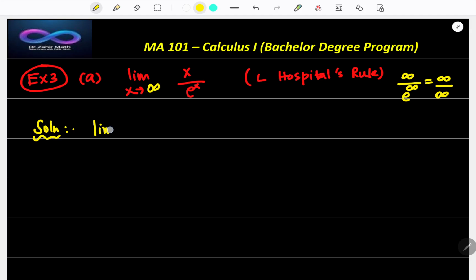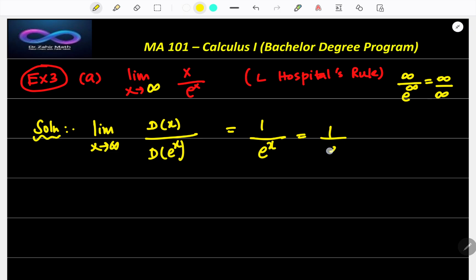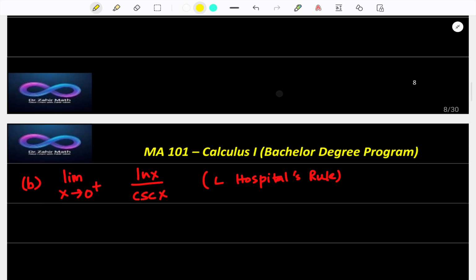So what the rule says: limit x tends to infinity, derivative of x divided by derivative of e power x. Derivative of x is 1, and derivative of e power x is e power x. Now you put x equal to infinity. So 1 over e power infinity is e power minus infinity, right? When I bring it to the numerator, top flip. So e power minus infinity is 0, right? Yes. Let's go to the next question.